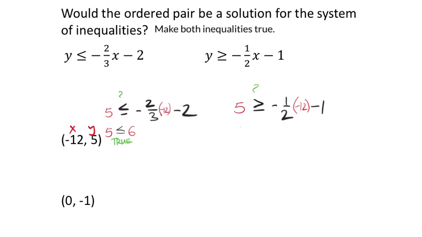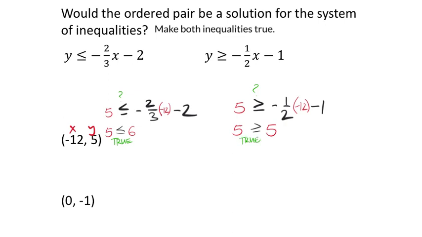All I've got to do is check to see if this is true or not. So there's my question mark over the inequality. Again, there's nothing I can do with the 5 in this inequality. So let's see, negative 1/2 times negative 12, that'd be 6. 6 minus 1 is 5. Now, the first part of this inequality, 5 is greater than 5, would be false. But the second part, the equal sign right there, makes this one true.